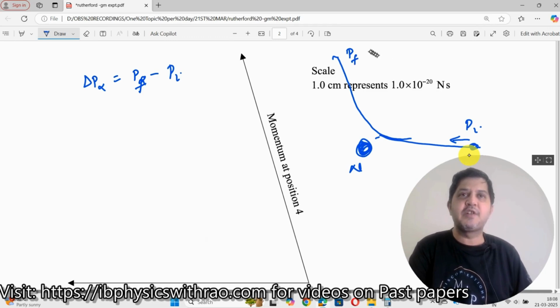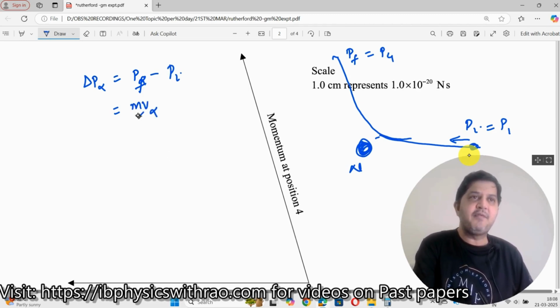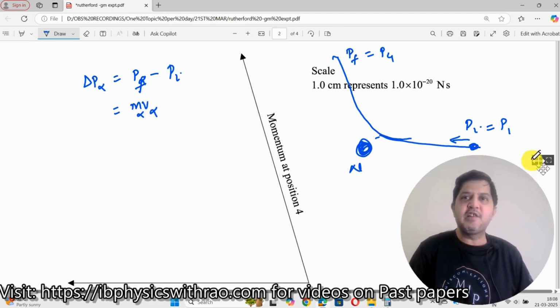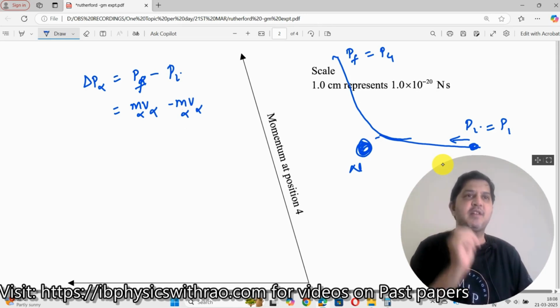What is this final momentum? This was your P4, and what was this? This was your P1. Now what is P4? P4 was seen to be m times V alpha, m alpha times V alpha. And what is P initial? This is m alpha V alpha. Should I cancel it? No, I should not cancel it. What is the reason?